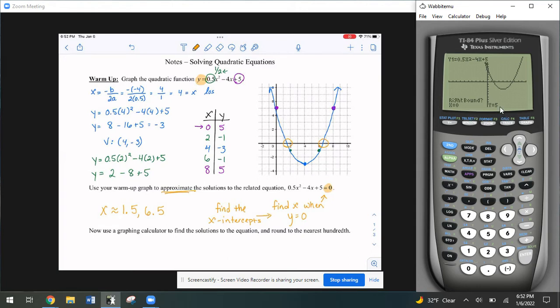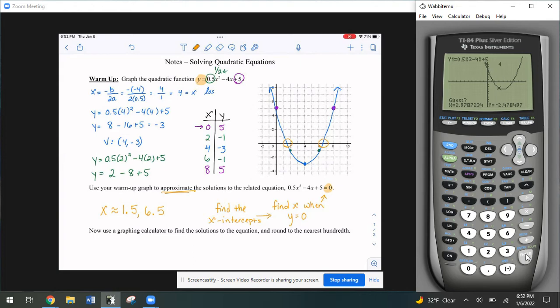Then it's going to say find the right bound. So now I need to pick a point that's on the right of this. Something down here would be on the right, but I would be limiting the window to be around just that one x-intercept that I'm interested in. All right, so somewhere down here. So now I hit enter.